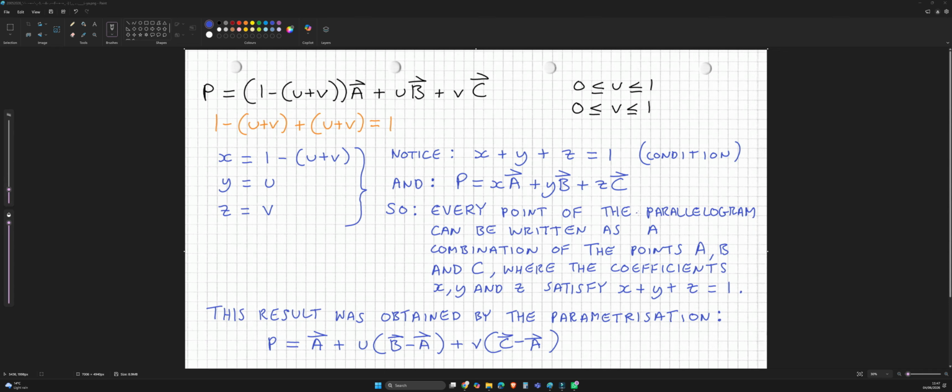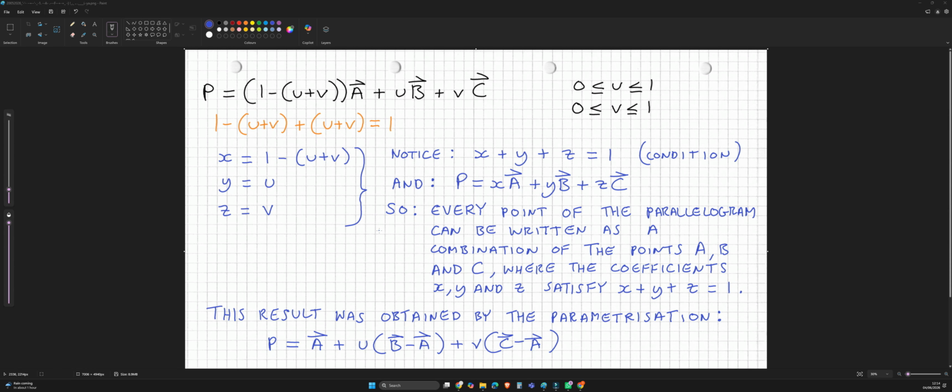Every point of the parallelogram can be written as a combination of the points A, B, and C, where the coefficients x, y, and z satisfy x plus y plus z is equal to 1. And this result was obtained by the parametrization P is equal to the vector A plus some u times the vector B minus A plus some v times the vector C minus A. Now we're going to graph the equation for P on Desmos to see exactly what it generates.